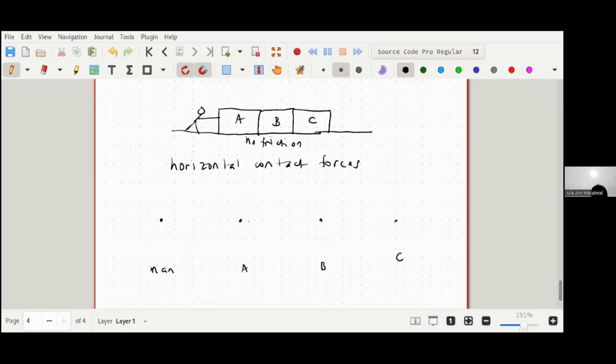So, if the man is pushing the box, object A is going to experience a force from the man acting on A. Now, because of Newton's third law, there should be a corresponding force from A acting on the man. That's a way to check. Now, aside from this, what are the forces acting on A? A is actually pushing object B. So, there's going to be a push from A acting on B.